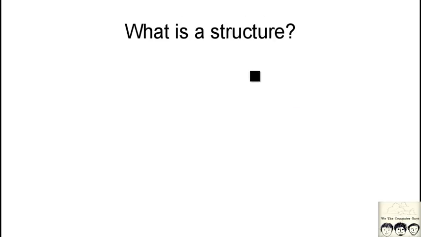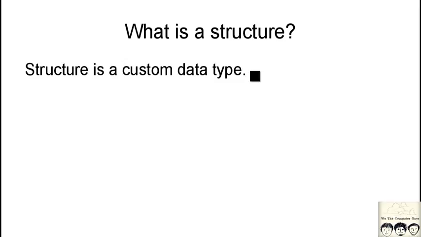Now I have shown you what a structure looks like. Let's take a look at what a structure is in terms of some definition, which will make you understand it more clearly. A structure is basically a custom data type. What do I mean by custom data type? In the past we have studied the basic data types like int, float, double and char. These are primitive data types. A structure you can consider to be a secondary data type, or a custom data type.